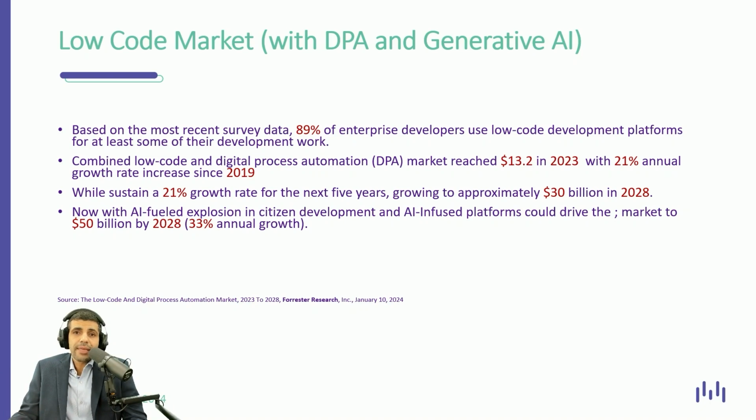Now, after combining generative AI with low-code and digital process automation, the annual growth in the market will increase from 20% to 33% and will reach $50 billion by 2028. So overall, these technologies have proven their value and will continue to grow and be adopted across organizations.